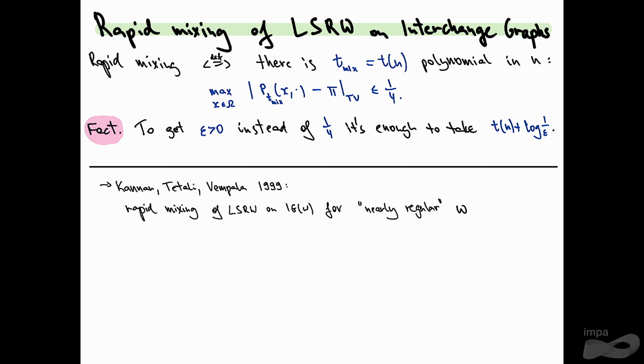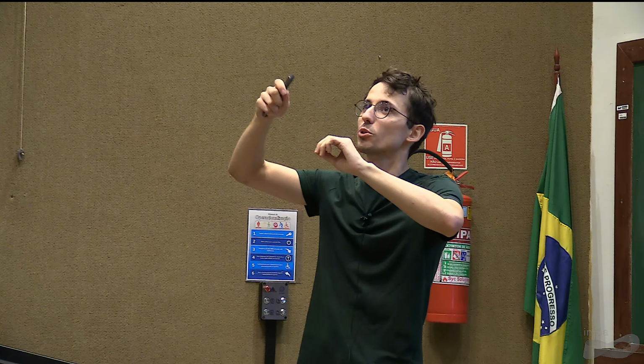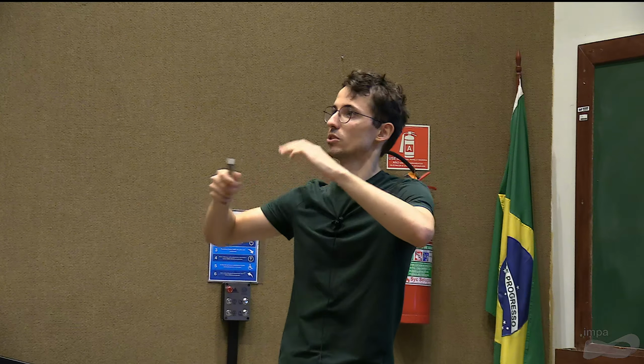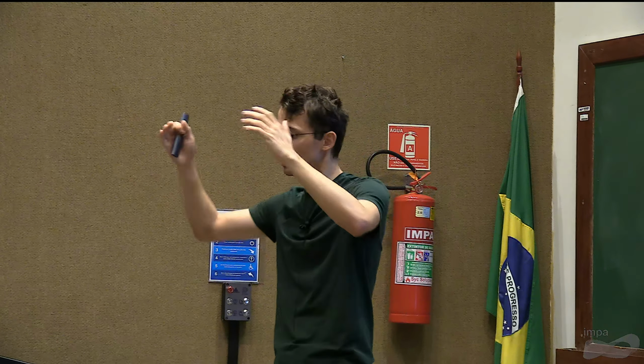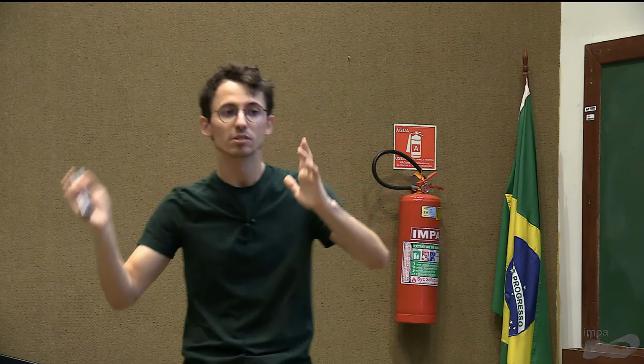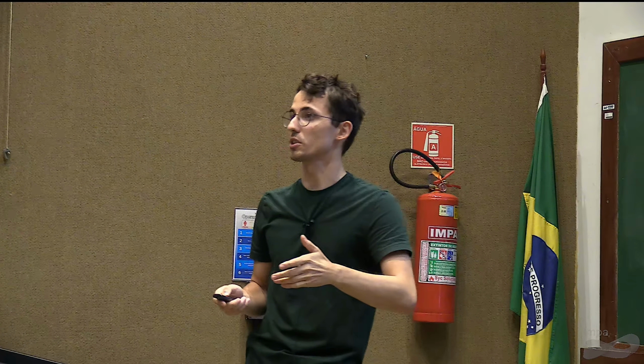Okay, and this problem was studied in the 1990s, and the first ones to consider this lazy simple random walk on interchange graphs were Cannon, Tetali, and Vempala. They managed to prove rapid mixing for win sequences for tournaments which are sort of balanced. By sort of balanced, I mean that every vertex has won more or less the same number of games as they lost. If I restrict my attention to these sort of regular win sequences, then they managed to prove the rapid mixing.